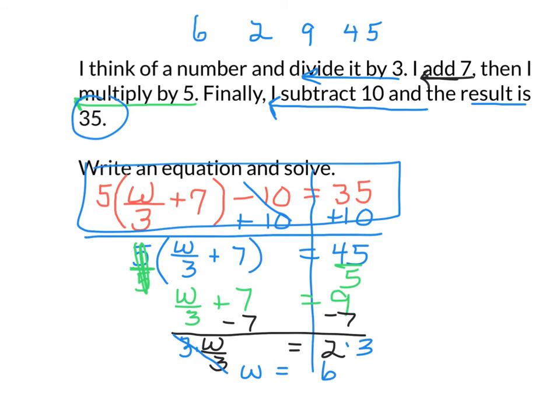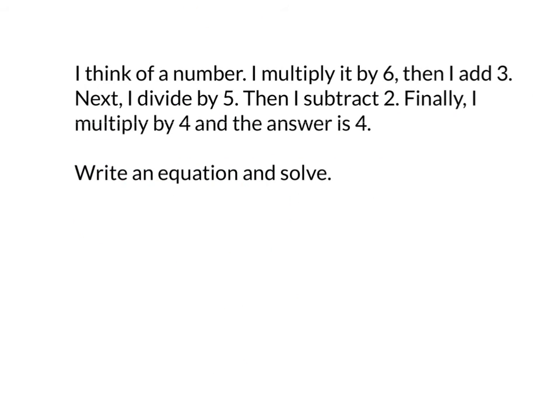I'll do one more with you. Let's see, I'm thinking of a number. We'll call this one V. I multiply it by 6. Then I add 3. Next, I divide by 5. So again, the whole thing divided by 5. Then I'm going to subtract 2. Finally, I multiply by 4. So that means this whole thing is being multiplied by 4. And the answer is 4.